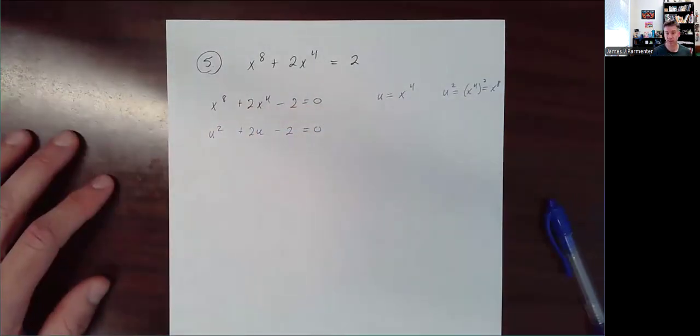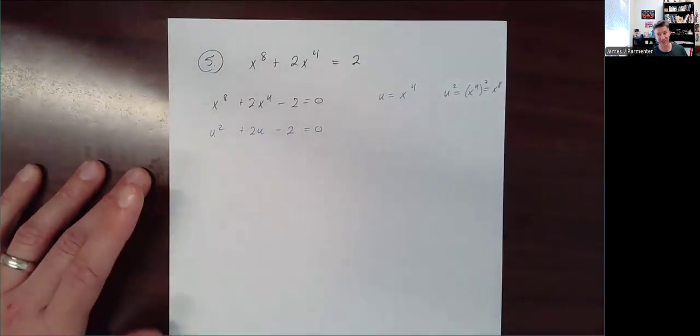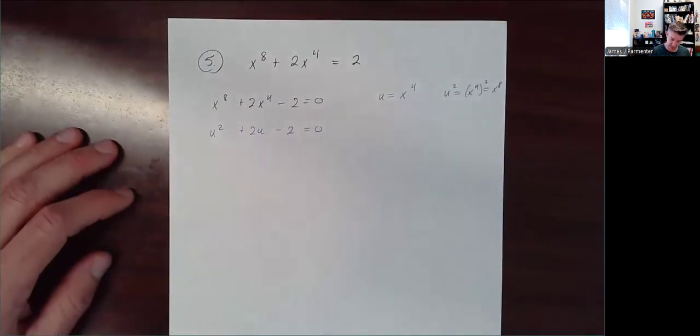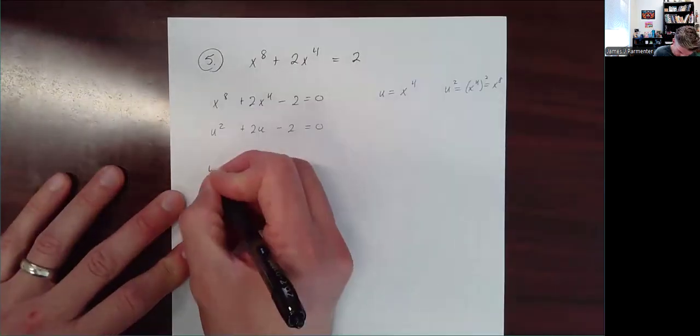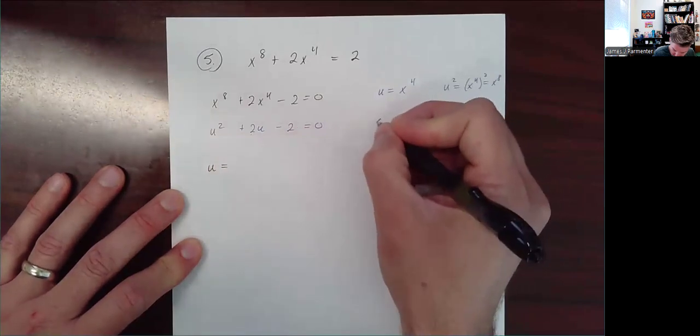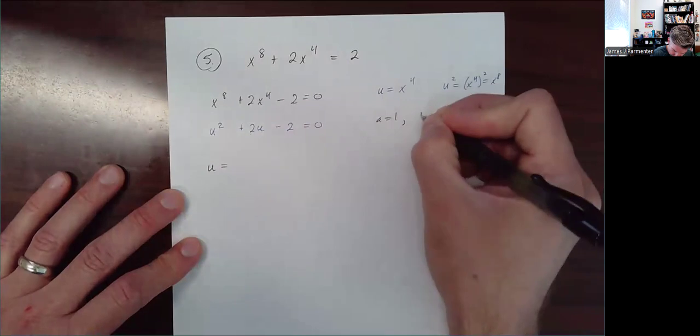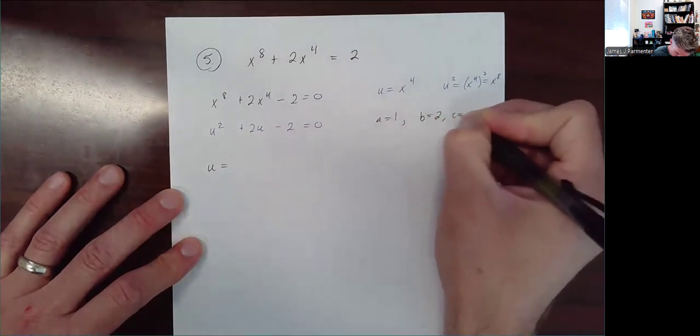Once again, this doesn't factor. There aren't nice integer numbers that multiply to negative 2 and add up to positive 2. So we're going to use the quadratic formula. We're going to get u equal to, there's our b. In fact, you can write this out. I just don't like to take the time to. a is 1, b is positive 2, c is negative 2.